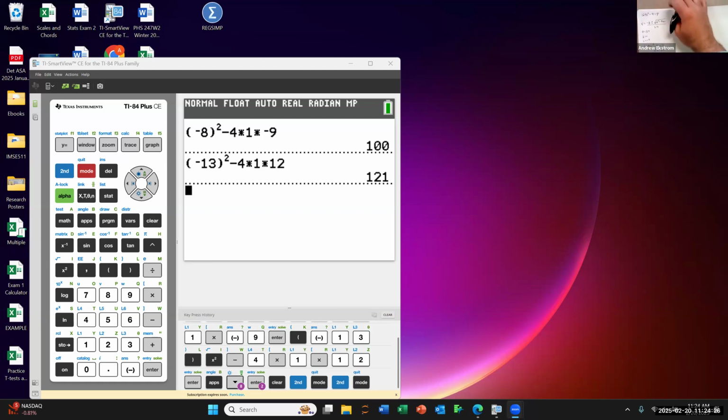Now, looking at the same thing, or almost the same thing, what's the difference between these two? I got a negative here, I got a positive here, right?